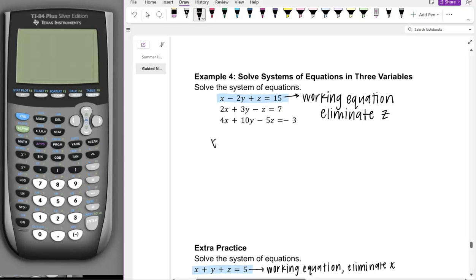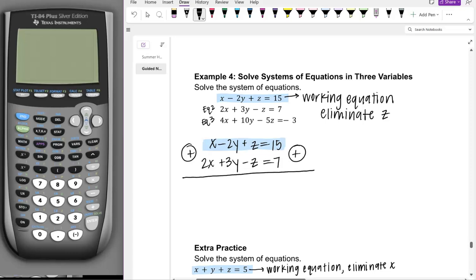So I'm always going to start with my working equation. x minus 2y plus z equals 15. And then I get to either choose equation 2 to go with that or equation 3 to go with that. I'll work with equation 2 first. 2x plus 3y minus z equals 7. Remember, I'm trying to eliminate z. They're already opposites, so I can go ahead and add these two together. I get 3x plus 1y, 0z, so that's eliminated, equals 22.